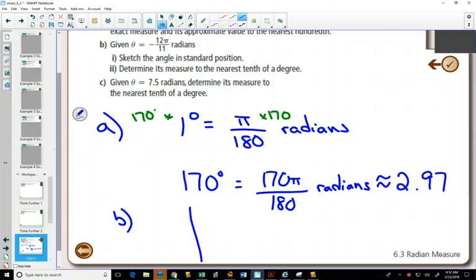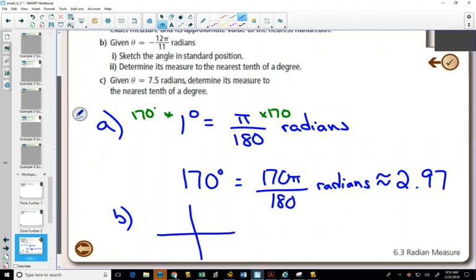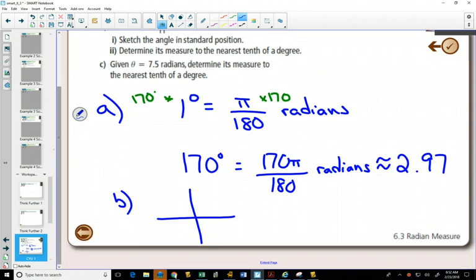We want to sketch that angle in standard position. You could change it to degrees first and then sketch your angle in degrees because you're more comfortable with that. But we want to get used to working with radians directly. We don't want to translate it first to degrees and then figure it out. We want to think about using radians directly. And in order to do that, we have to think about your circle, or once around, in radians.